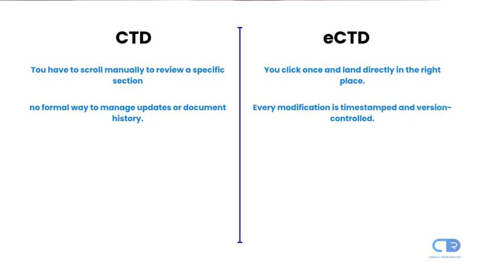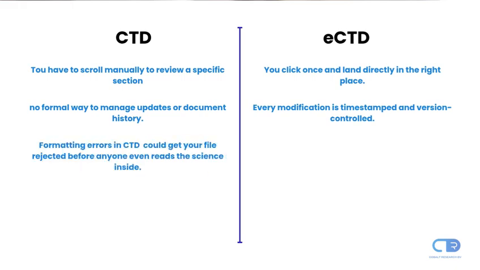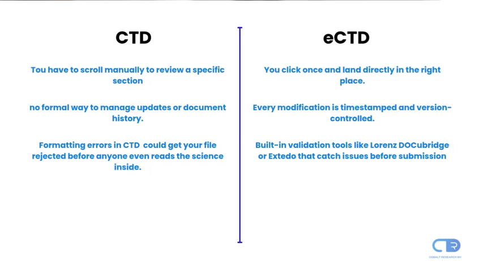And here's a big one. Formatting errors in CTD, like missing bookmarks, incorrect numbering, or broken TOCs, could get your file rejected before anyone even reads the science inside. But with eCTD, there are built-in validation tools like Lorenz DocuBridge or eCTD Office that catch those issues before submission, saving you from technical rejections.